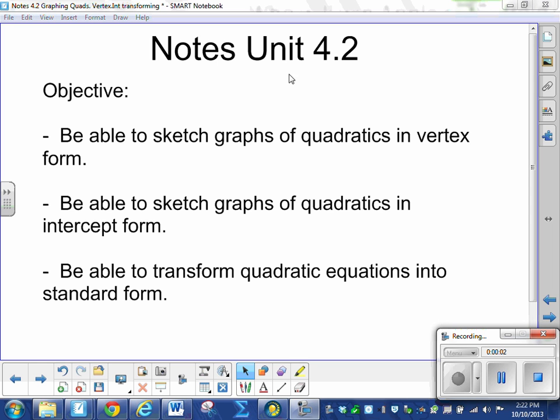So here are your notes, Unit 4.2, graphing quadratics. So 3 objectives: graph quadratics in vertex form, graph quadratics in intercept form, and also we're going to take those equations that are in intercept form and vertex form and learn how to transform them into standard form.